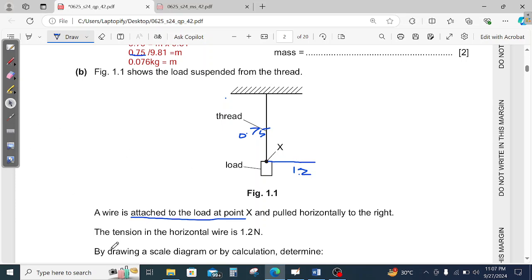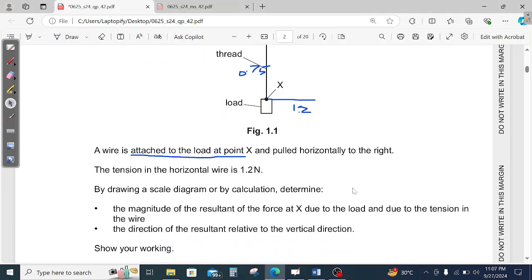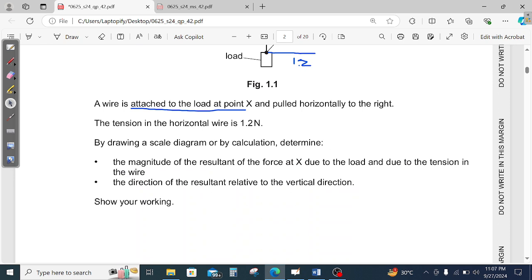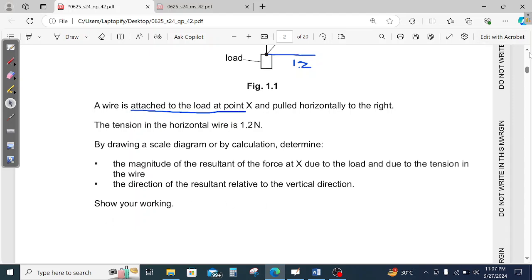Next, what you have to find, by drawing the scale diagram or by calculation, determine the magnitude of the resultant of the force at X due to the load and due to the tension in the wire, and the direction of the resultant relative to the vertical direction. Show your working. Okay, I will show it on the word file.